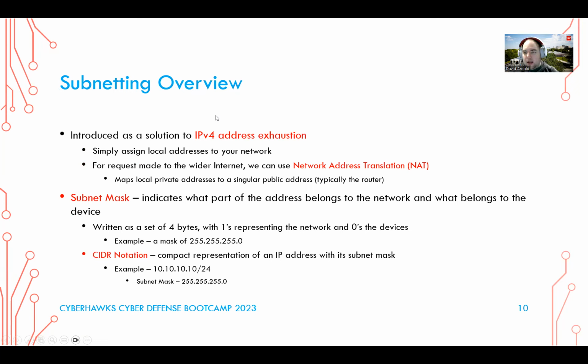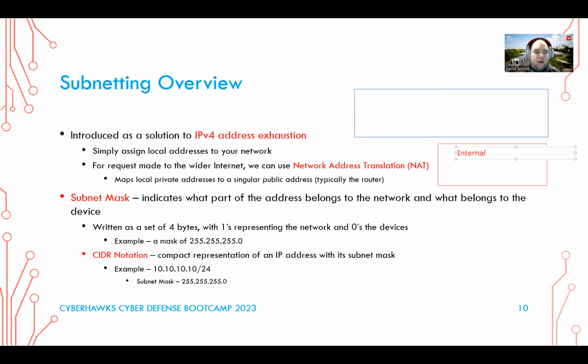In order to address that address exhaustion, what they ended up creating was subnetting or network address translation. So if we take two sets of networks, if I go ahead and draw on my screen here. Let's say that this is the wider internet, and then this is my internal network. Let me use a different color here. And I'll add some text here real quick. So this is internal, and this one up here is the wider internet.